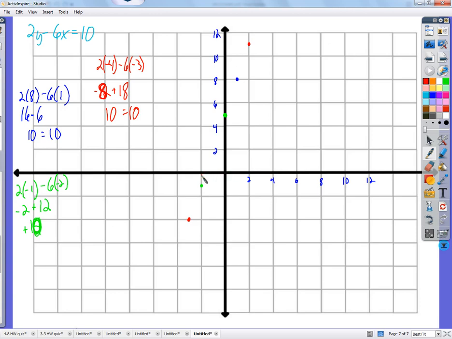Okay, and we have that x is negative 2 and y is negative 1? 2, negative 1. 2, negative 1? I thought you said negative 2. 2, negative 1. Well, when we put in 2, what do we get?